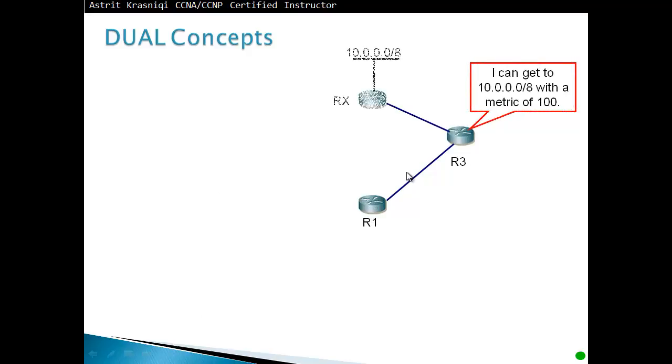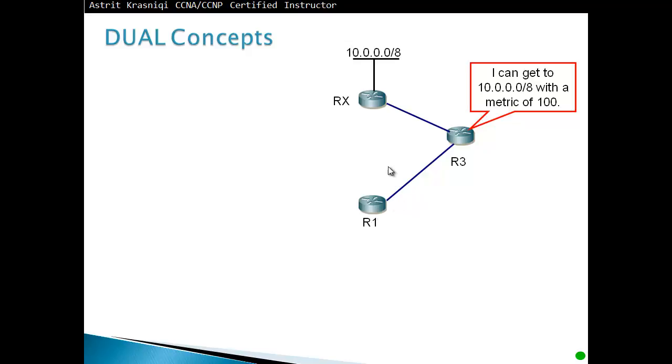So, for example, think of this network. Network 10.0.0.0/8, in this topology we have RX, router 3, and router 1. RX is connected to network 10.0.0.0/8. Now R3 is reporting to R1. He's saying, if I can get you to network 10.0.0.0/8, the metric I can use is 100. It costs me 100. This is what router 3 is telling router 1.